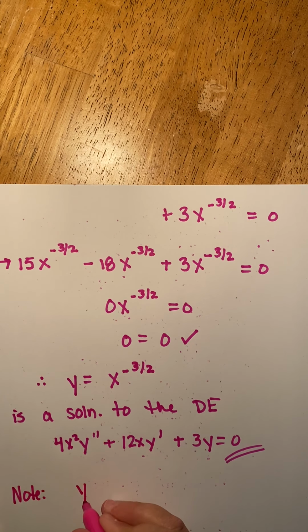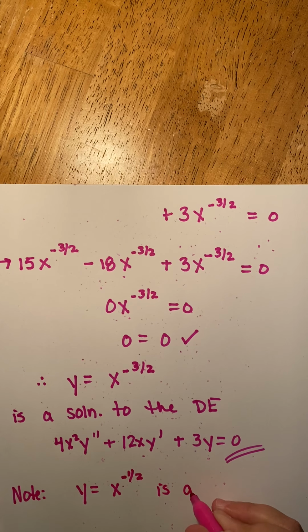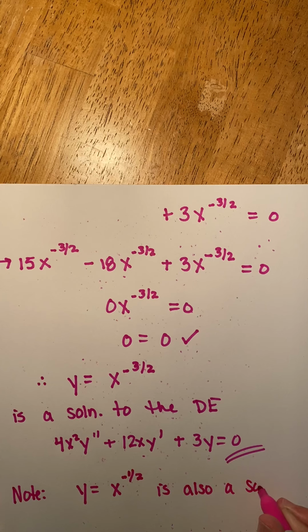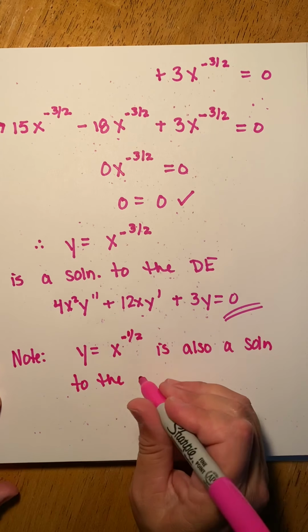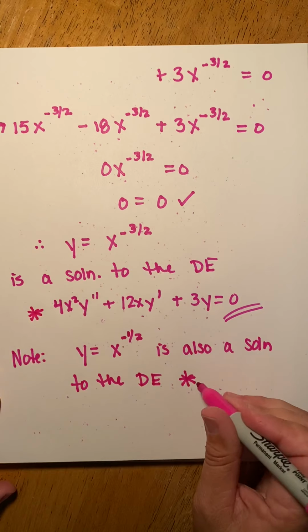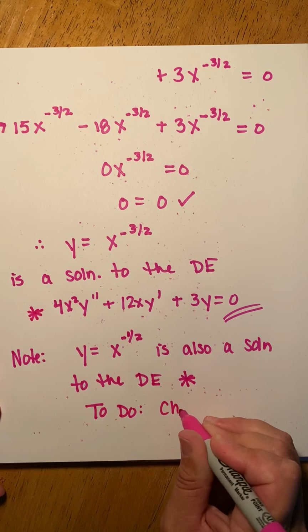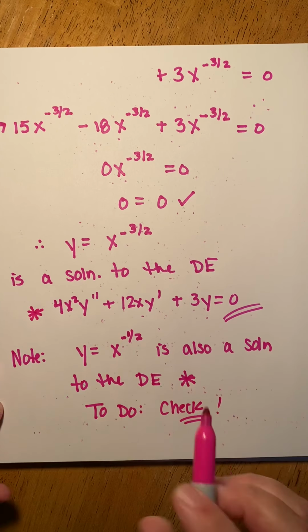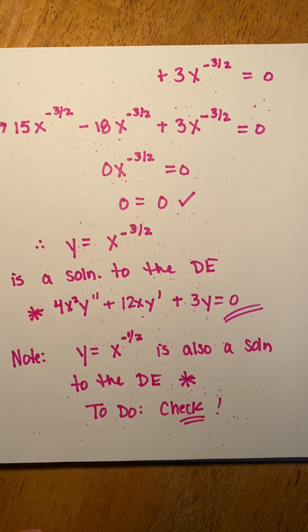So note, y equals x to the negative 1/2 is also a solution to the differential equation. Oops, I'm running out of my page. Here we go. To the differential equation that we were just given, this guy, right? To do: check this. Show, in fact, that this function, y equals x to the negative 1/2, also solves that differential equation.